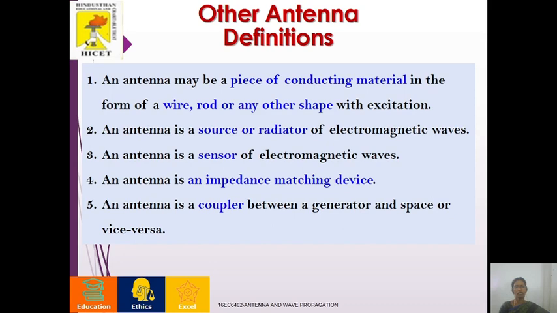Alternatively, antenna can be a piece of conducting material in the form of wire, rod or any other shape with excitation. It can be a source of radiator of electromagnetic waves. It is a sensor of electromagnetic waves. It is an impedance matching device, or it is a coupler between the generator and free space and vice versa. So these are some of the ways of defining the antennas.